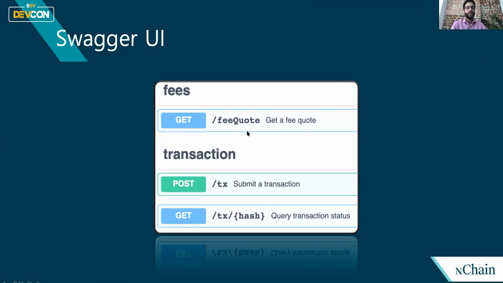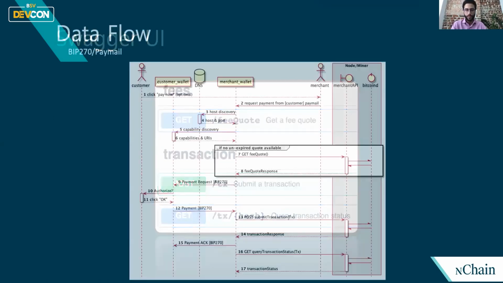Once you've created your transaction, there's a POST REST call to submit your transaction, and then afterwards there's a GET to query the transaction status, to figure out if it's been mined into a block, or basically what's happened to that transaction.